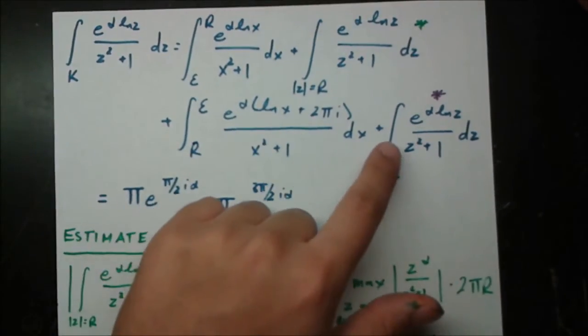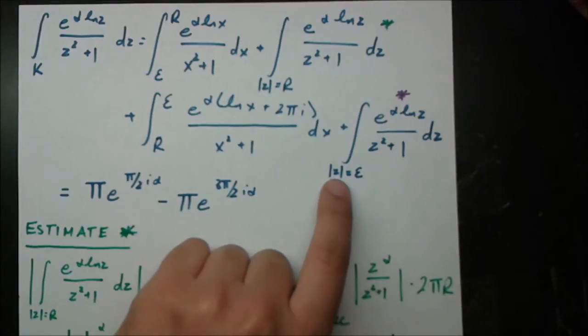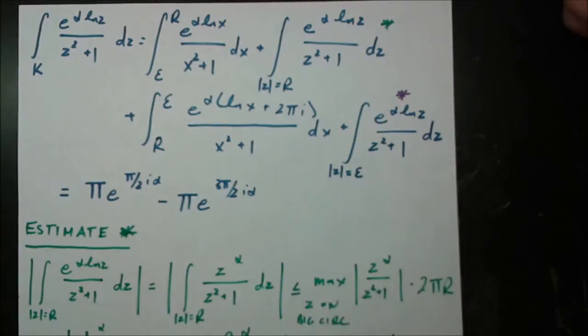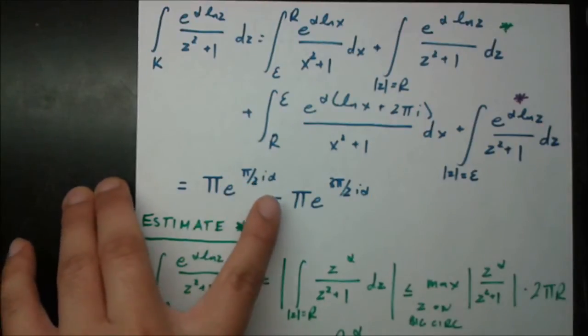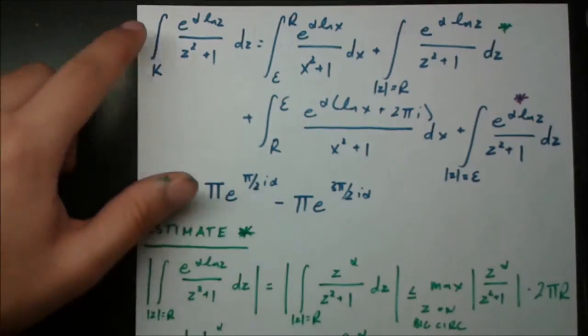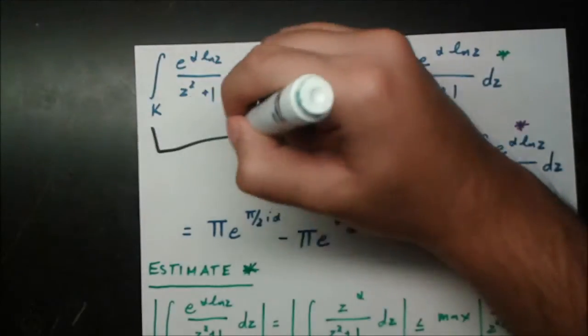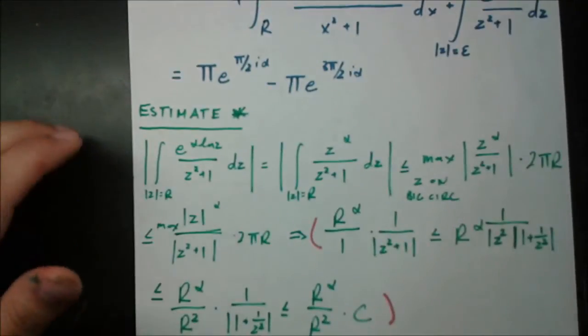Okay, so the last step is to go around the circle of radius epsilon, and that's just given here. So, that all equals pi times e to the pi over 2 i alpha minus pi e to the 3 pi over 2 i alpha, because that's what we found using residue theorem for our main integral right here. So next thing we're going to do, we have to do two estimates.